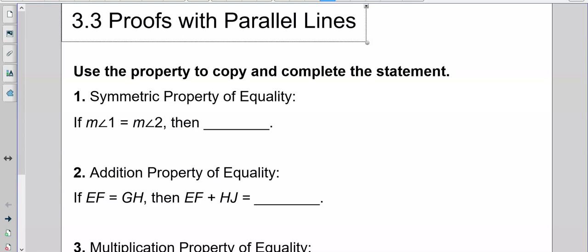Okay, coming back to proofs, except this time with parallel lines. Well, I've been kind of hinting at some of this already. So we're going to review some of the properties. Symmetric, remember, symmetry is when the left side matches the right side.